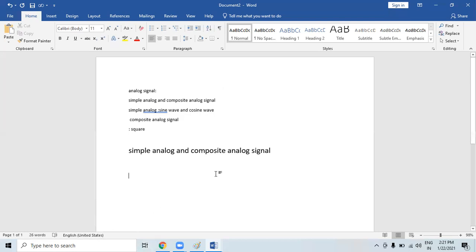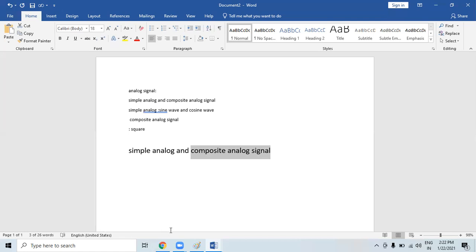Okay, so before I discuss sine and cosine, let's discuss composite first. A composite analog signal is made of multiple sine and cosine waves of different amplitude added to or subtracted from each other. Examples of composite analog signals are square wave, triangular wave, pulse, and so on.